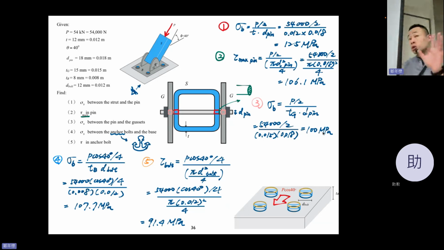Okay, any questions? Okay, I believe I don't need to translate because the colors tell you everything. Colors tell you everything, right?